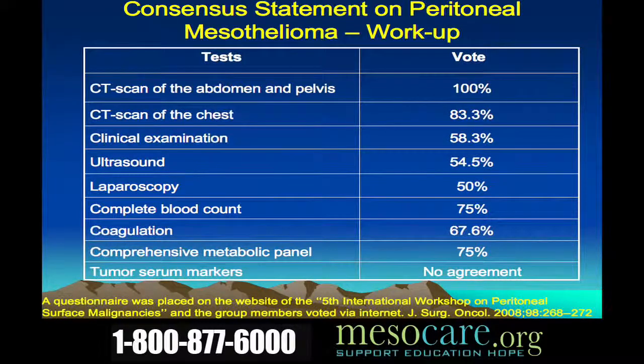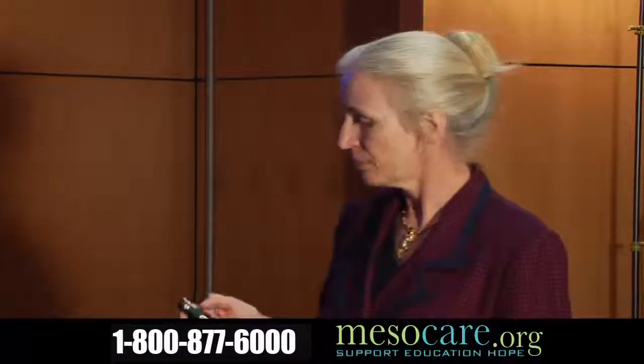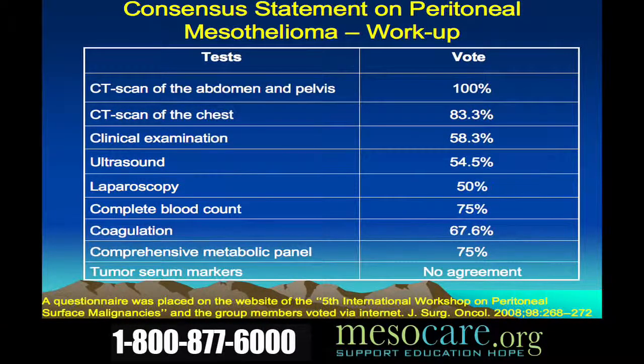This is not very scientific, but it's at least an opinion of people that see a lot of these patients. And so the consensus was that all patients should have a CAT scan of the abdomen and pelvis. Most patients would also require a CAT scan of the chest because in a lot of cases, if you have peritoneal mesothelioma, you may have also a simultaneous pleural mesothelioma and vice versa.